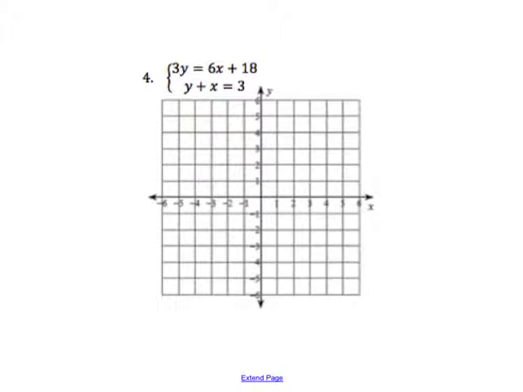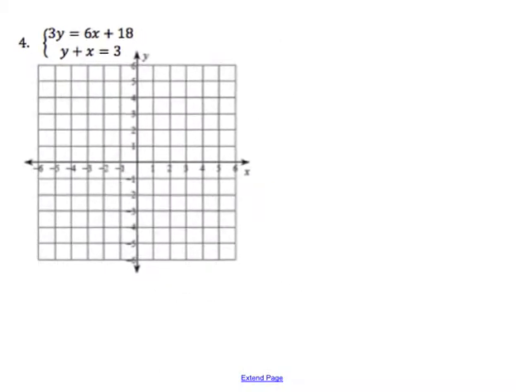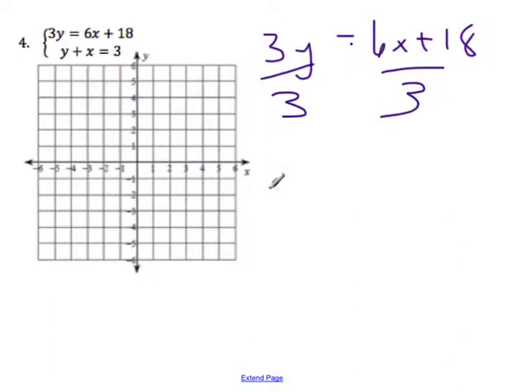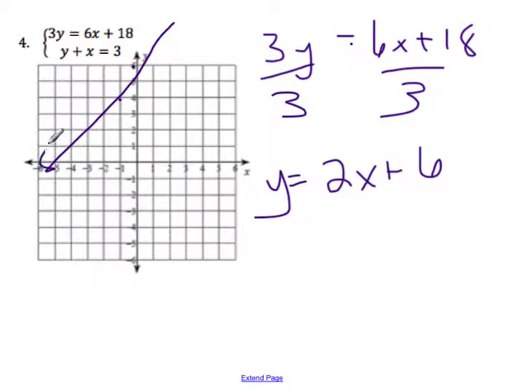Now, let's take a look at number 4. Both of these equations need to be solved for y. So when we have 3y is equal to 6x plus 18, we're going to go ahead and divide both sides by 3. So then, when I divide both sides by 3, I need to divide each term by 3. 6x divided by 3 is going to give me 2x. 18 divided by 3 is going to give me 6. So we're going to go ahead and graph that. So we're crossing the y-axis at 6 and going up 2 over 1, which we can't do. So I'm going to go down 2 and left 1 to serve the same purpose. And we're going to go ahead and draw in that line.